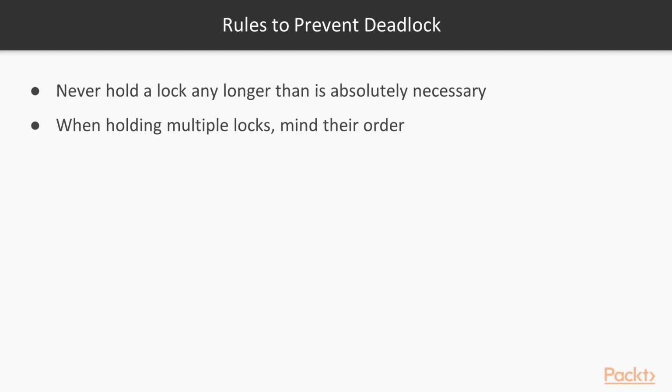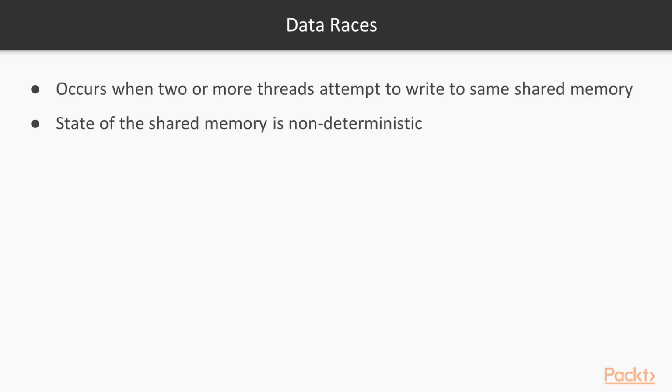Never hold a lock any longer than is absolutely necessary. When holding multiple locks, mind their order. We now shift our focus to data races. A data race, also known as a data condition, occurs when two or more threads attempt to write to the same shared memory simultaneously. As a result, the state of the shared memory during and at the end of the sequence of instructions executed by each thread is, by definition, non-deterministic.